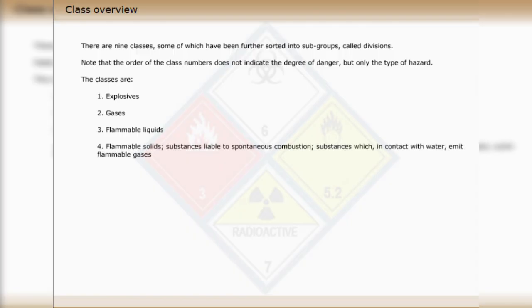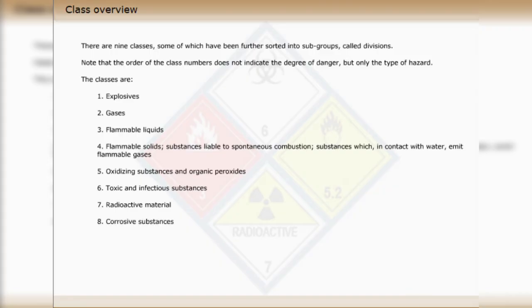Flammable solids, substances liable to spontaneous combustion, substances which, in contact with water, emit flammable gases. 5. Oxidizing substances and organic peroxides. 6. Toxic and infectious substances. 7. Radioactive material. 8. Corrosive substances. And 9. Miscellaneous dangerous substances and articles and environmentally hazardous substances.